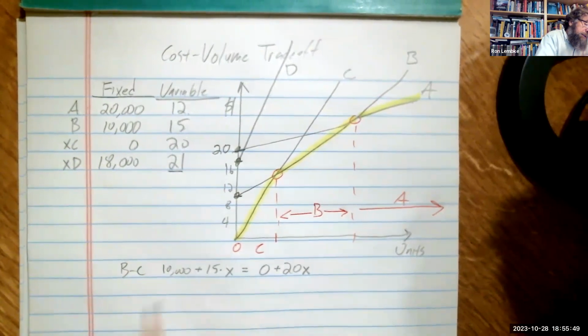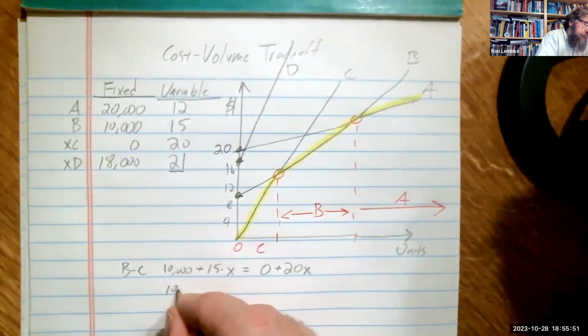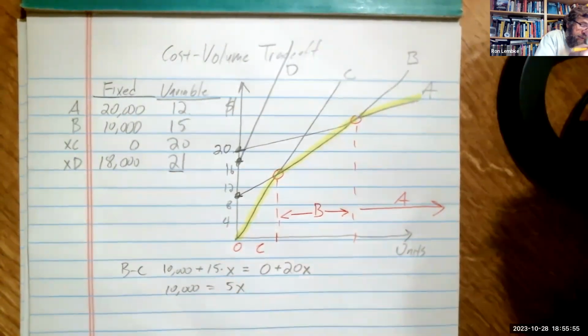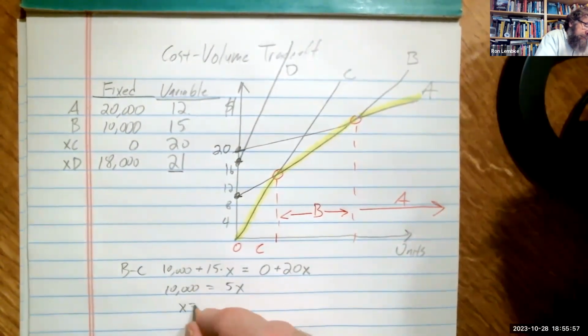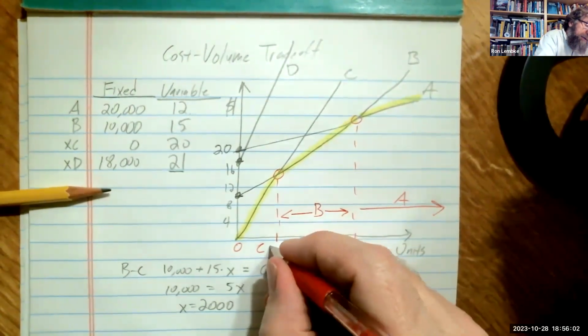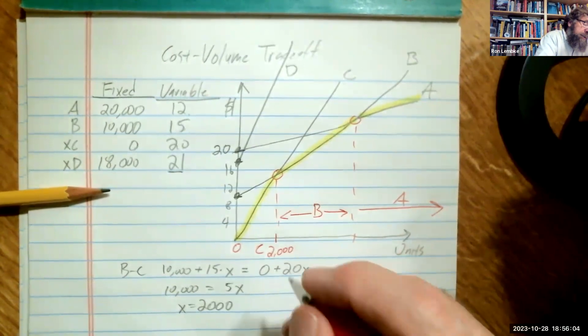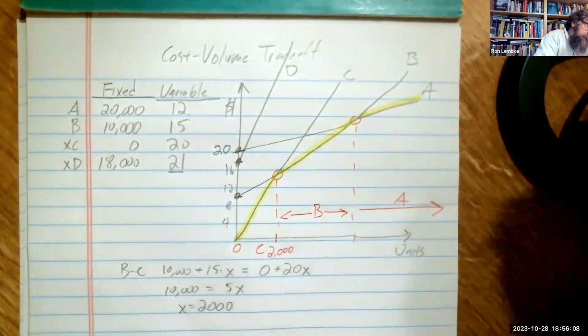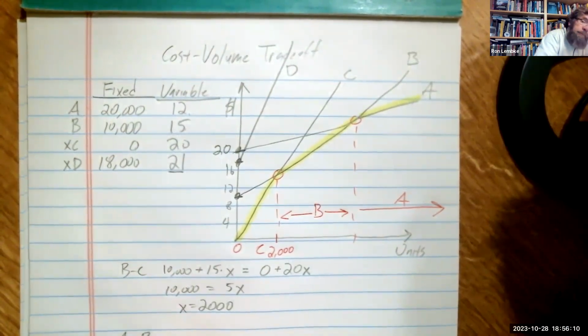So I subtract 15X off both sides, and we get 10,000 equals 5X, divide both sides by 5, and we get X equals 2,000. So I'm claiming that the break-even point there is 2,000. Then we need to see where A and B cross.